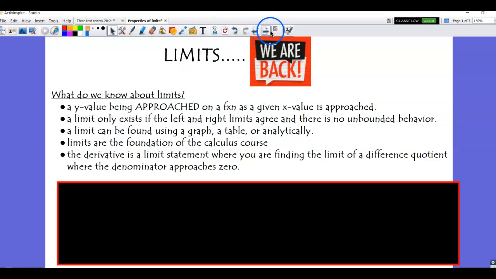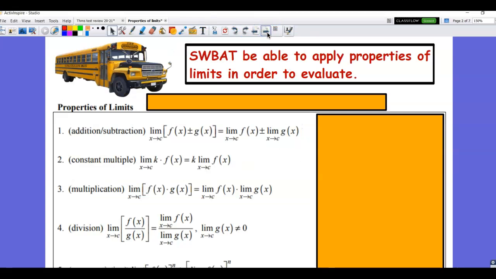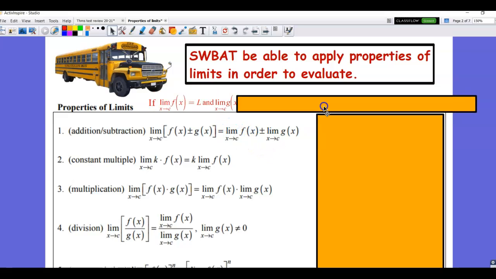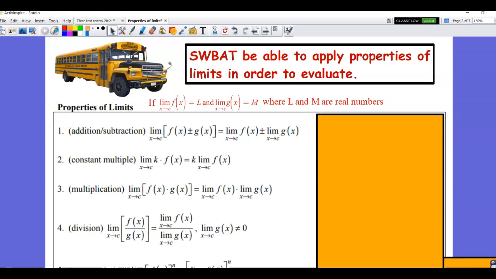And now we're going to look at properties that determine how we find limits of particular functions. So our objective is that students will be able to apply the properties of limits in order to evaluate them. Now, the first thing you need to know about these properties, because if you're looking ahead, you can see that we're going to be looking at finding limits of functions that are comprised of either adding, subtracting, operating somehow on more than one function. So the first thing, we have conditions. It's not a theorem, but there is a condition under which these limit properties apply.